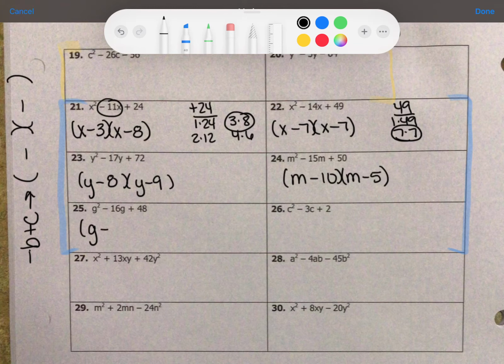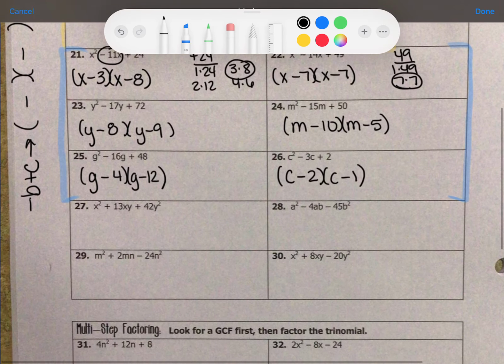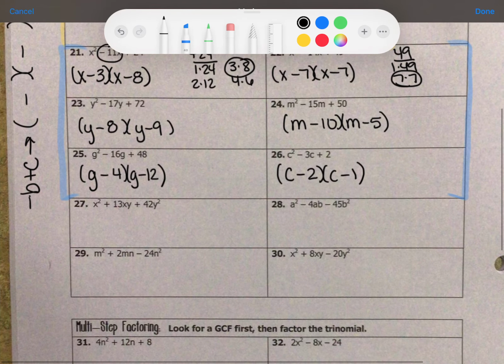Let's see here. Is that 4 and 12? -4 and -12 gives me -16 when I add, and when I multiply, I get positive 48. And number 26 is going to be both a -2 and a -1. When I multiply, I get a positive 2, and when I add, I get -3. So those all work out. The next ones are just all mixed up, and they give you 2 variables. So I'm just going to pick a few of these to do.